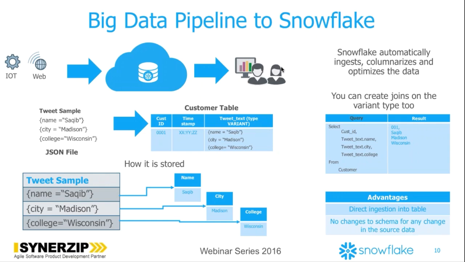And you can also, at the end of the day, optimize your queries to it. You can write simple queries to query it, as you can see the select statement on the right-hand side. So you directly ingest data into the table. There are no changes that are required. And for any change to the data set, you don't have to do anything. Snowflake automatically adjusts to it. Plus, you get the advantage of using standard ANSI SQL, which most analysts know, and which most BI tools know. So you can easily derive from there.